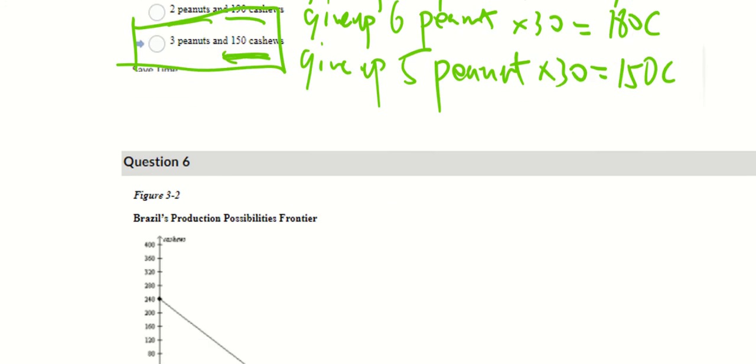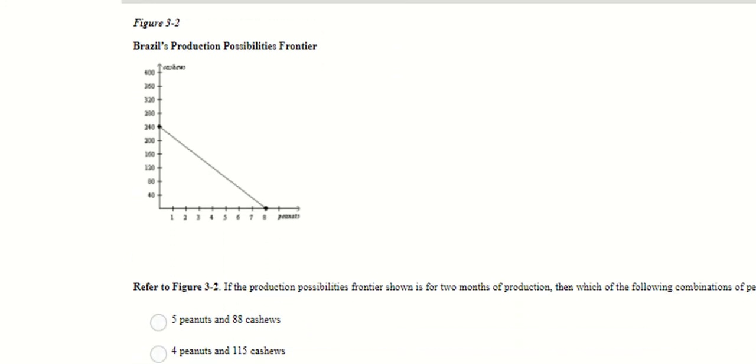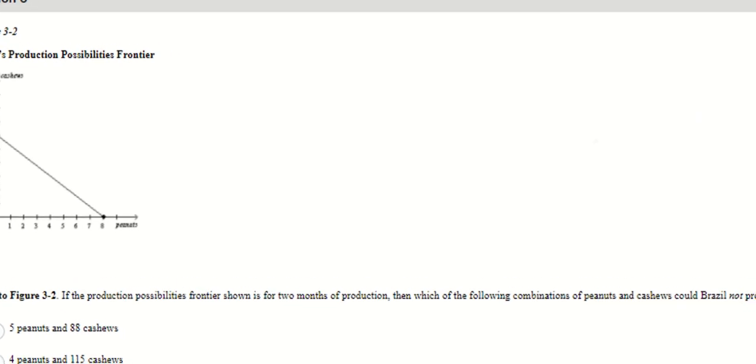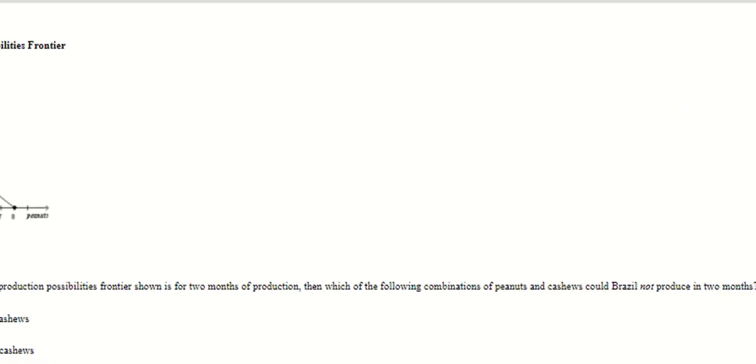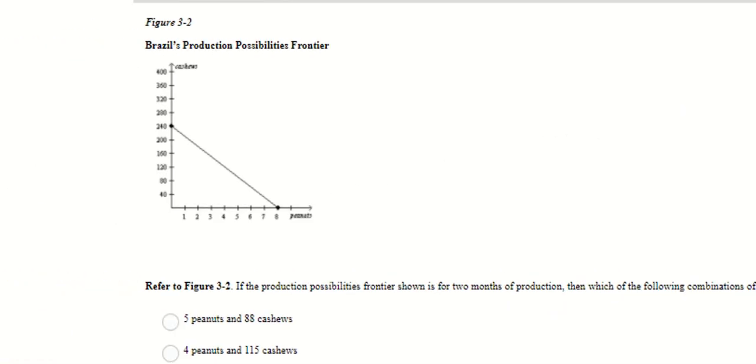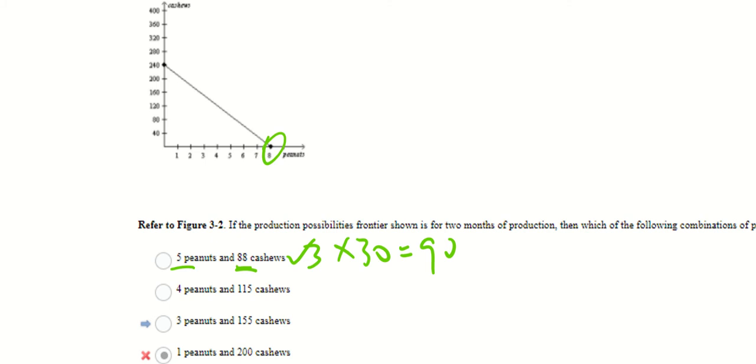Okay. All right. So let's look at the last question here. So still Brazil's production possibility frontier, what is it asking? So now it's asking for which one the country cannot produce in 2 months, right? So we look at it the other way around. All right, so again, maximum 8 peanuts, right? So the first combination is asking for 5 peanuts, right? So give up 3 peanuts, 3 times 30, that equals 90. And this is asking for 88, so that is very possible. But we're looking for what is not possible, right?